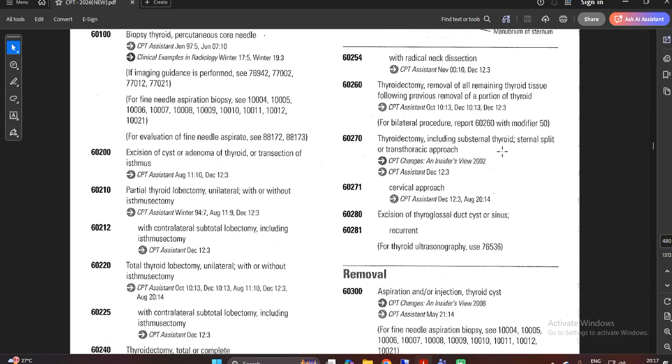Okay. 60270, thyroidectomy including substernal thyroid, sternal split or transthoracic approach. 60271, cervical approach. Okay, so basically these are self-explanatory. If the physician performs thyroidectomy using a sternal split or transthoracic approach, 60270; 60271 is cervical approach. So what is the difference between these two, guys? Transthoracic versus cervical. What is transthoracic approach? Open approach. So where do you find transthoracic, means where is the incision site?